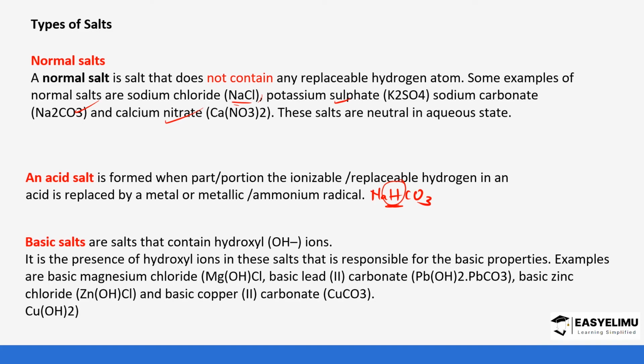These are the salts that contain hydroxyl ions. The presence of hydroxyl ions is responsible for their basic properties, and you hear the word basic when they're being discussed. So we have, for example, basic magnesium chloride, basic lead carbonate. You can see it has the OH. We have basic copper 2 carbonate, basic zinc chloride. So those are the different types of salt. We still have a few more.